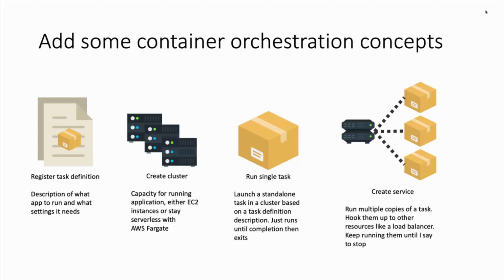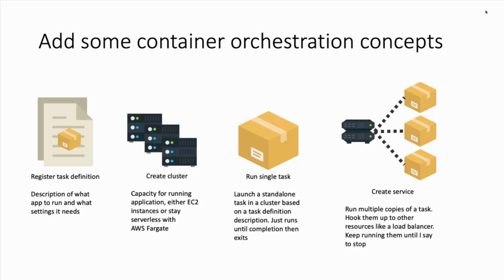The next concept behind container orchestration is the idea of creating a cluster. And the cluster is just capacity that you would run your application on. And you have 2 options there. You can either establish EC2 instances, which provide the capacity for running your application, or you can stay serverless by using AWS Fargate as your cluster. And with that, Fargate will provide essentially an infinite capacity cluster to you that allows you to run as many containers as you need without needing to keep track of a pool of EC2 instances.